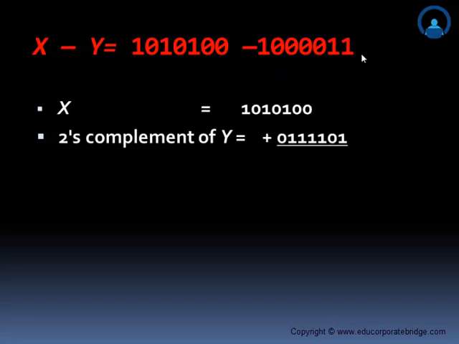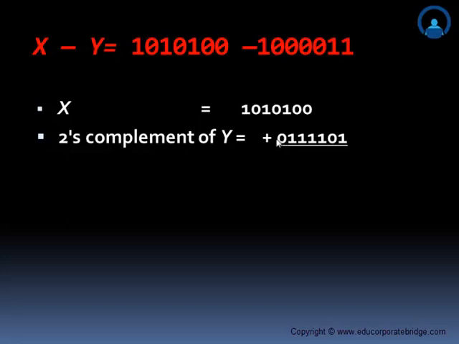As we all remember, the procedure to obtain the 2's complement is to write the number as it is from right to left till we get the first one. After getting the first one, we replace 1 by 0 and 0 by 1. So this is the first one, this is what we were looking for, writing this one as it is. Now replace all ones by zeros and zeros by ones from this bit onwards: 1 by 0, 0 by 1, 0 by 1, this 0 by 1, and 1 by 0. This is the 2's complement of y.